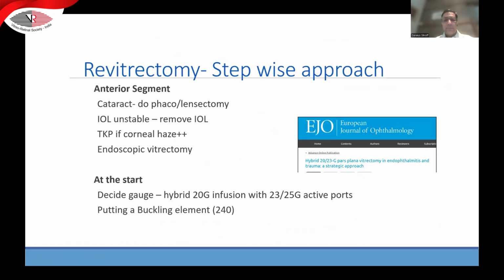If we do a revitrectomy, a stepwise approach is very important. Anterior segment: if there's a cataract, do the phaco or lensectomy. If the IOL is unstable, remove the IOL. Sometimes we need to use a keratoprosthesis if there's a corneal haze, or there's a new technique of doing endoscopic vitrectomy.